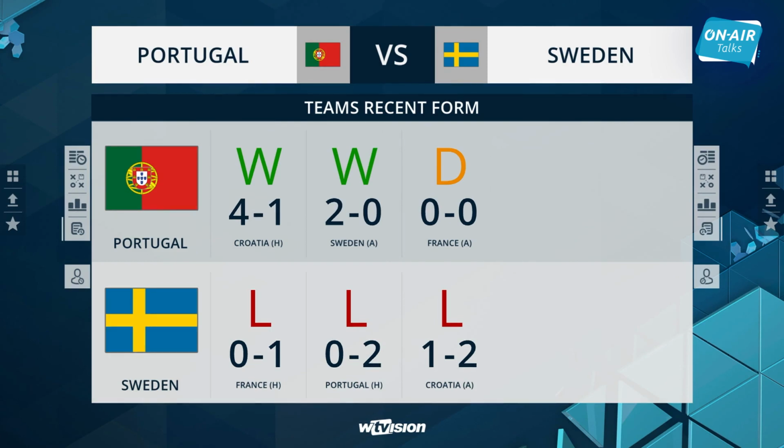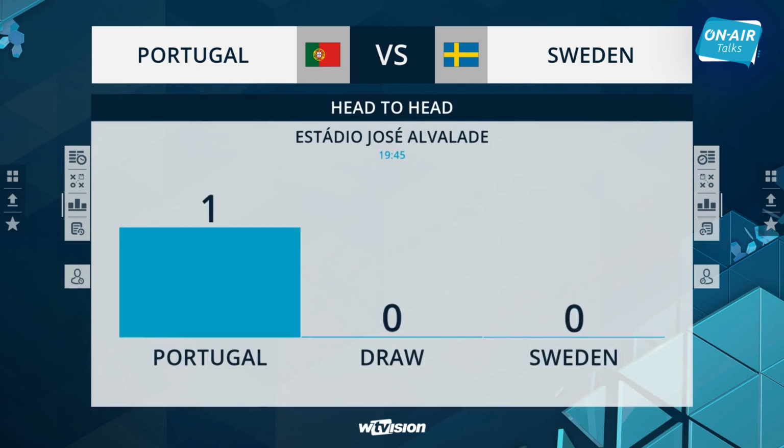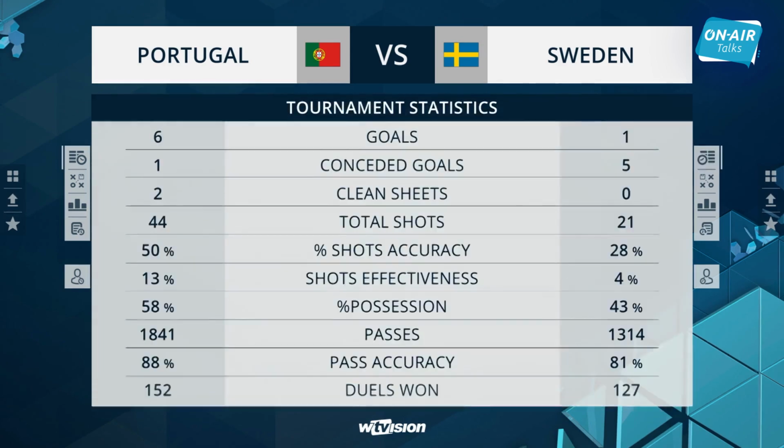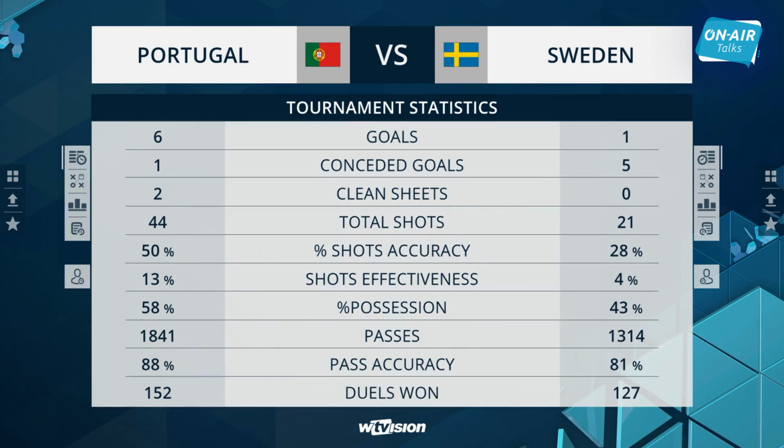Next, I can change to the head-to-head. Since there is only 1 match between Portugal and Sweden on this competition, it shows 1 victory to Portugal, 0 draws, and 0 wins to Sweden. And then let's see the season stats. This way I can compare the performance of the teams until now using the tournament statistics.